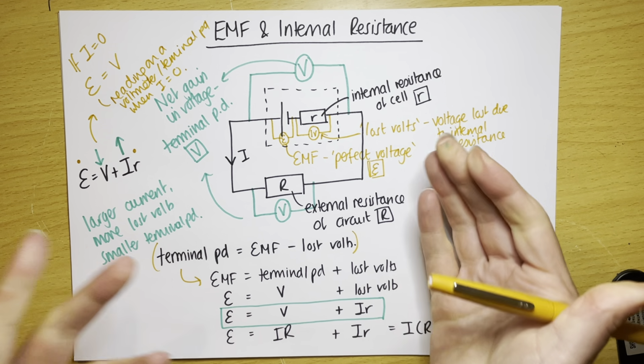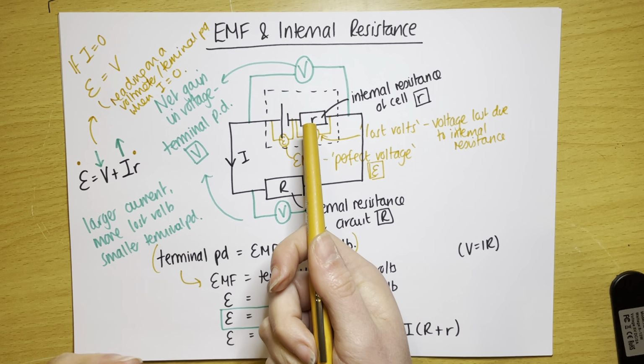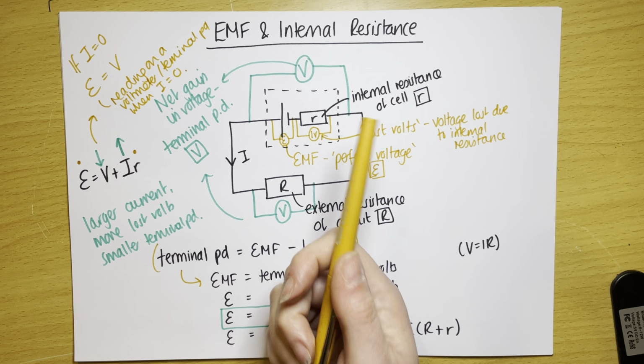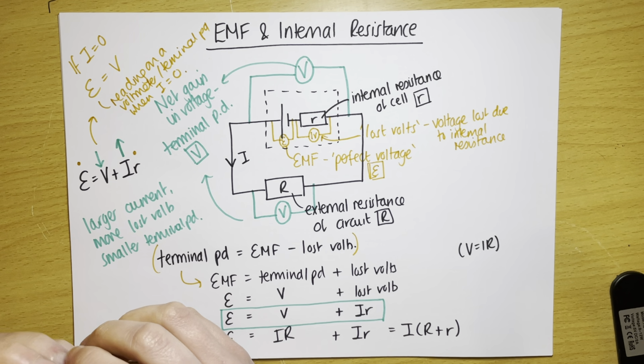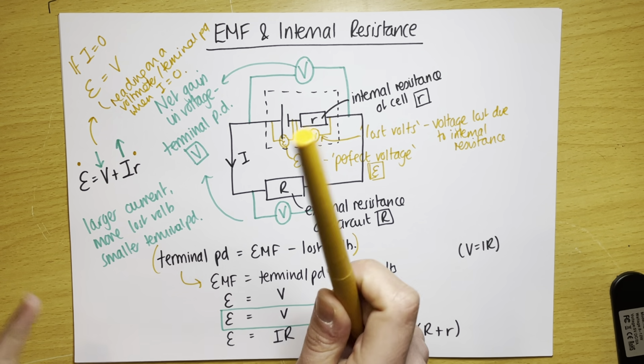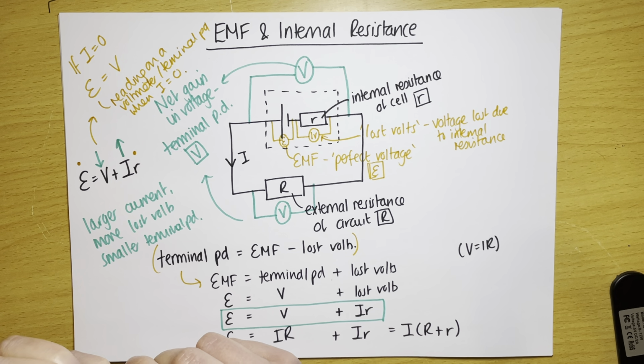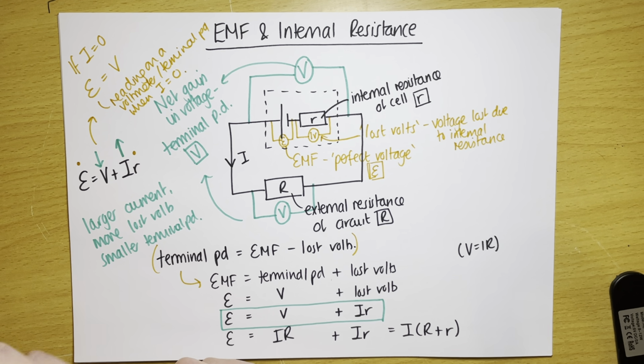So when there's no current running through the battery, then there's no energy being lost due to the internal resistance, because it needs a current to lose energy. So one way I can work out what the EMF of a battery is, is to put a voltmeter around it when there's no current running through it, just as a separate part of a circuit. And then I will get the terminal PD reading.